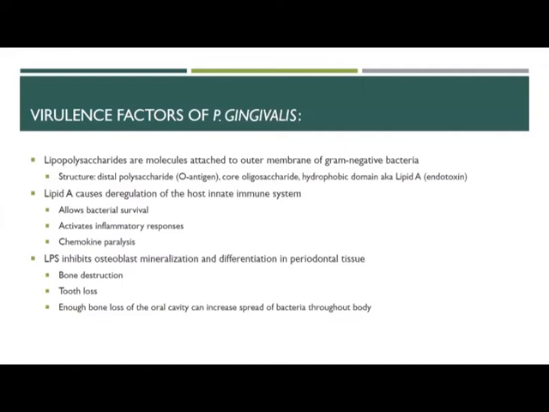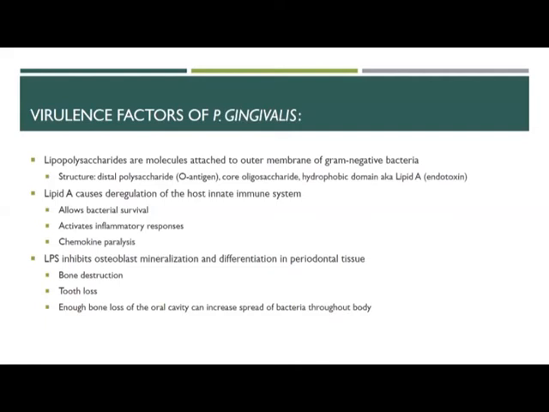LPS inhibits osteoblast mineralization and differentiation in the periodontal tissue, so that's what's causing the bone destruction. The bone is being destroyed because there's no osteoblast mineralization really occurring, and even after that destruction, it can't replace itself, and the bone cannot be reformed because LPS is preventing stem cell differentiation to make osteoblasts that function properly. And this is going to lead to tooth loss, and again, it can spread throughout the entire body with enough bone destruction.